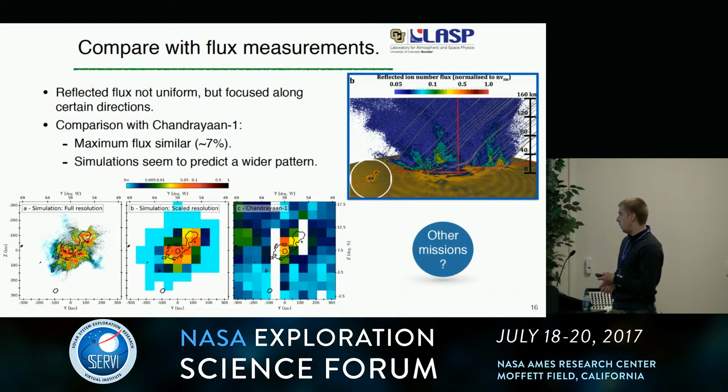Again, the simulations seem to suggest a much wider pattern of where there is reflected flux, and probably this has to do with the fact that our magnetic field model is not so spectacular. Hopefully in the future we will also have Kaguya and maybe Artemis next to it.